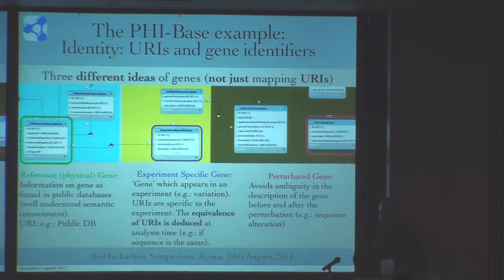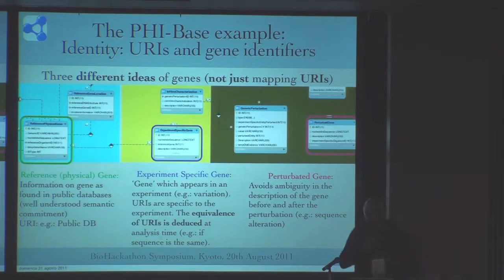Another example is about the definition of URIs. So it's tempting, somehow. You have genes and you think that all the issue is mapping these gene URIs to some URI schema, but if you look at the information in the database and how it is used, there are actually different ideas for genes. And actually, there are three ideas for genes that have an interesting implication on identity.